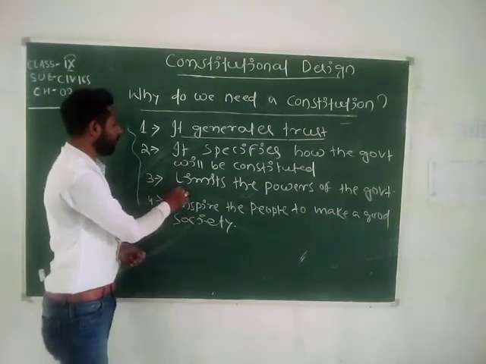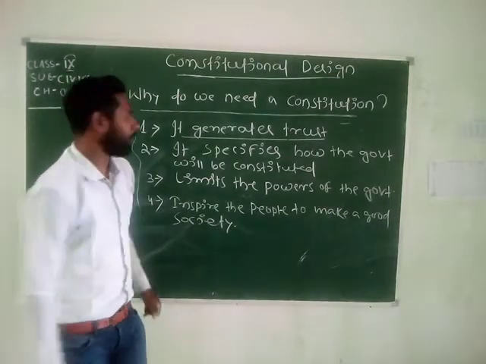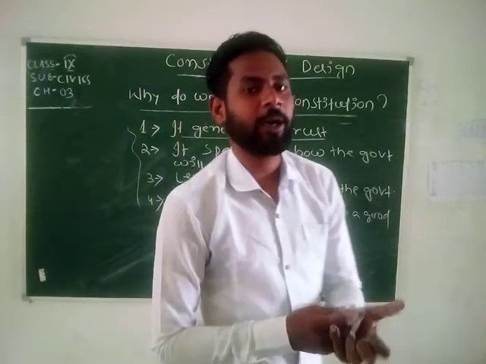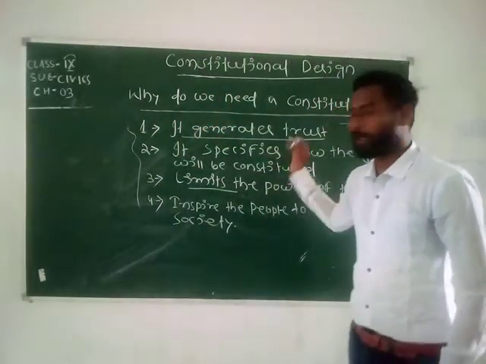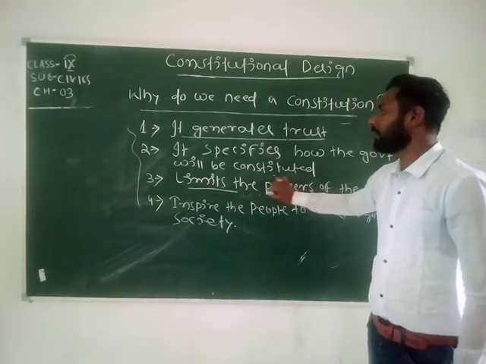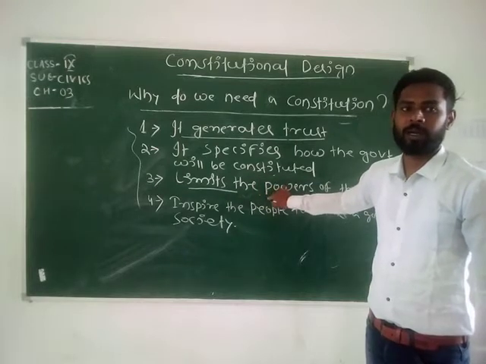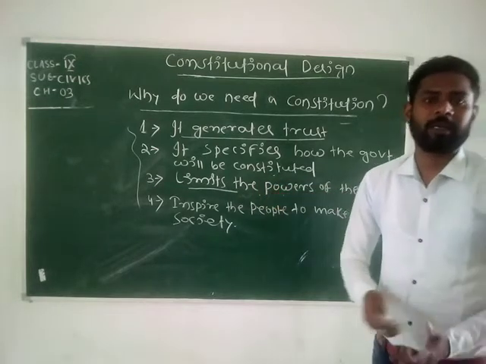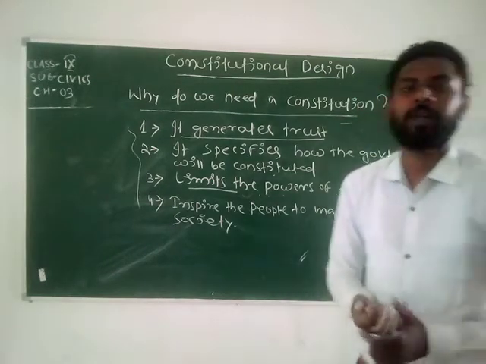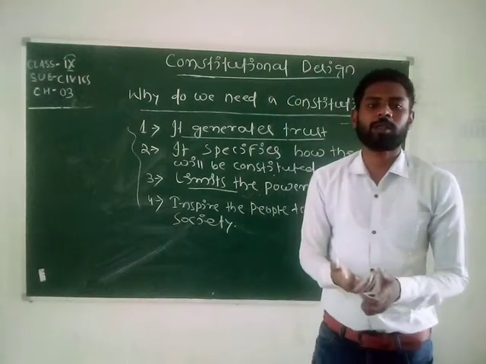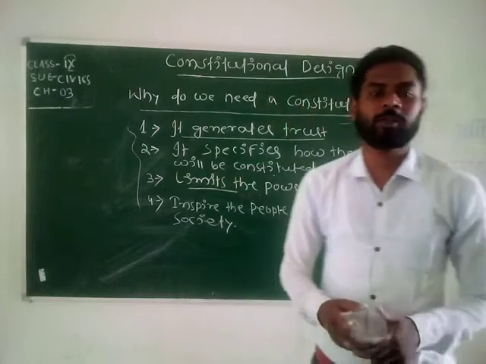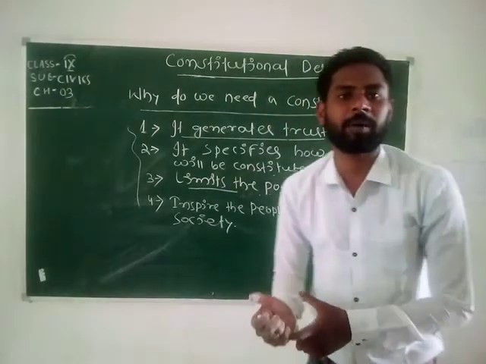After that, third, it limits the powers of the government. In a constitution, many government organs are there, so it specifies the limits of the powers of the government. The power of the government is divided between the different organs, different institutions of the government, like legislative, executive and judiciary. So it specifies the powers of the government.